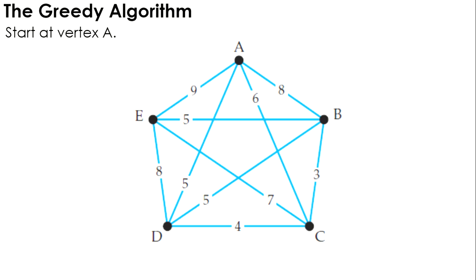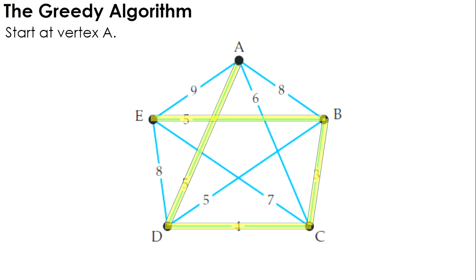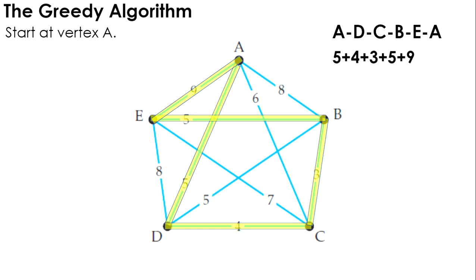In this case, we're going to start with vertex A. So A going to D, that's 5. Then going to C, that's 4. Going to B, that's 3. Going to E, that's 5. And then go back to A, that's 9. If we add that, that is 26.